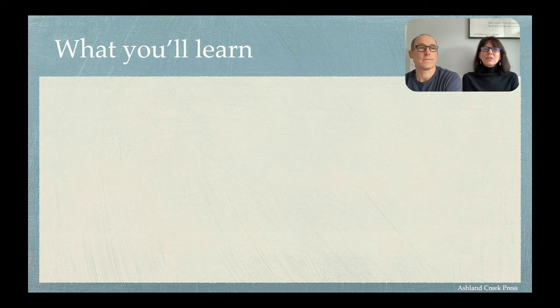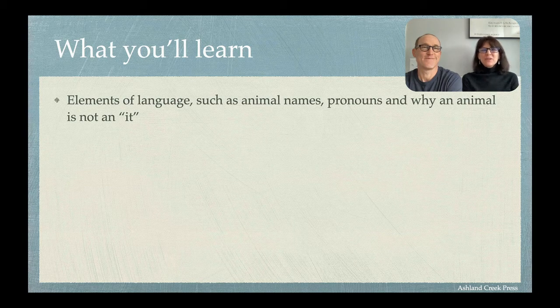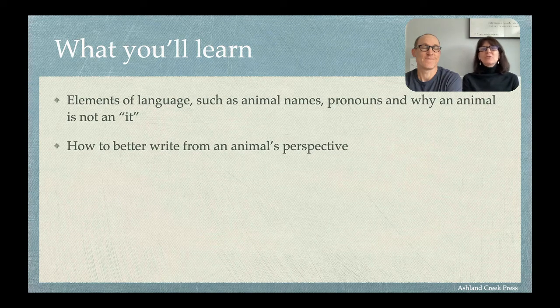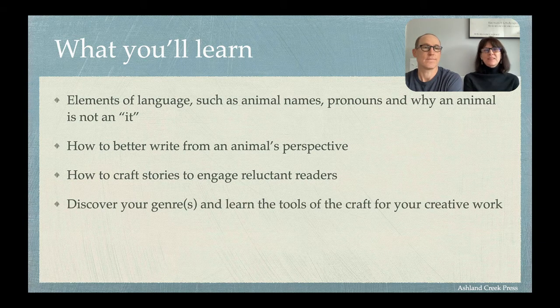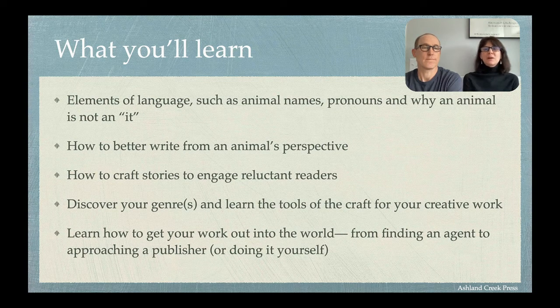So let's talk a little bit about what you'll learn in Writing for Animals. First, we'll talk about elements of language, such as animal names, using pronouns instead of "it." We'll talk about how better to write from an animal's perspective, which is really tricky to do, and we have a lot of tips and tools for you on that. We'll talk about how to craft stories to engage even the reluctant readers who may not be quite ready to see animals the way we do. We'll also talk about the craft of writing, how to discover your genre and perhaps expand into a different genre. And finally, we'll talk about publishing, how to get your work out into the world, whether you're going to find an agent or an editor or whether you decide to self-publish.